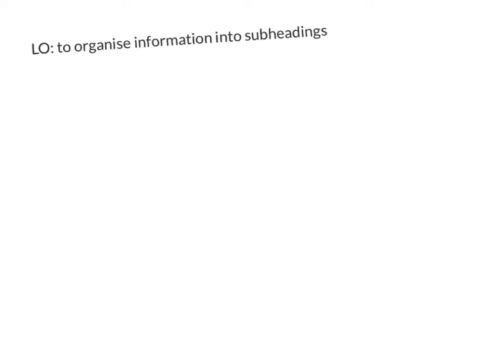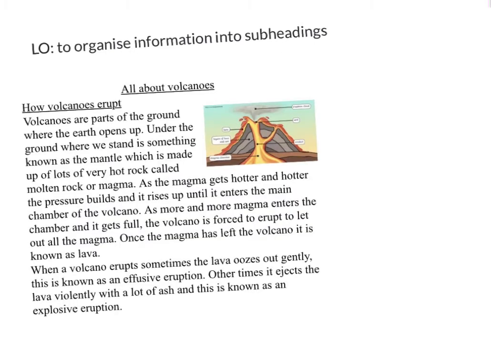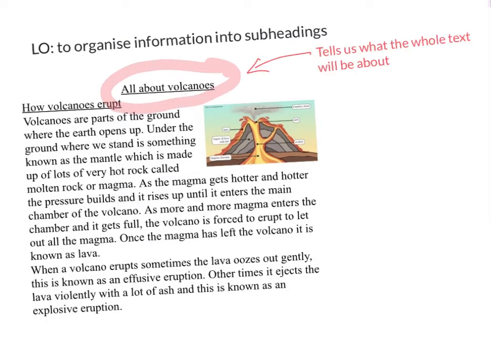In this lesson, we're going to be carrying on with our non-chronological report and looking at how we organise information into subheadings. So let's have a recap. What are subheadings? So here's the text we looked at in the last English video, our text all about volcanoes, and here is my heading. And remember, a heading goes right at the beginning and it tells us what the whole text will be about. So my whole non-chronological report is about volcanoes.